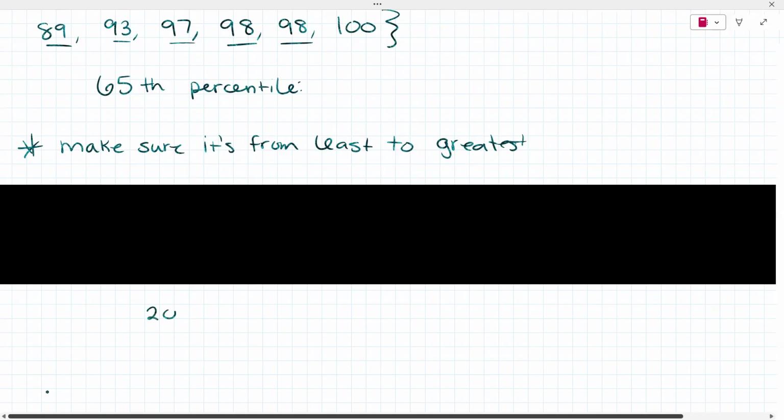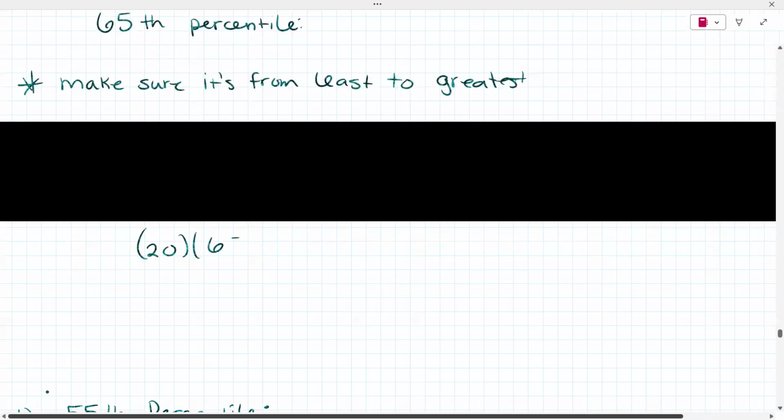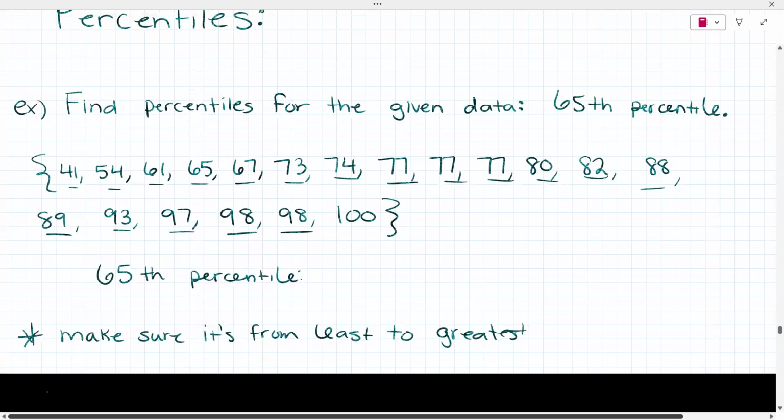So 20 times 65%. So that's going to be 20, and then multiply 65% can also be expressed as a decimal as 0.65, and that equals 13. So what is the 13th number? The 13th number is 82. Yes. So 82 is the 13th number.